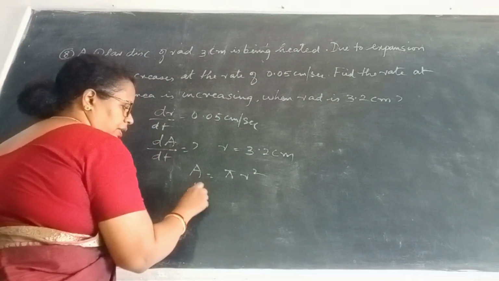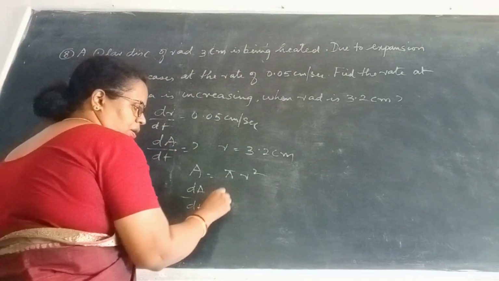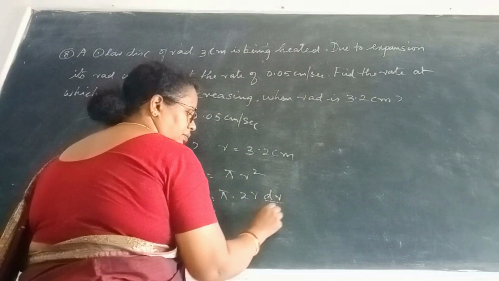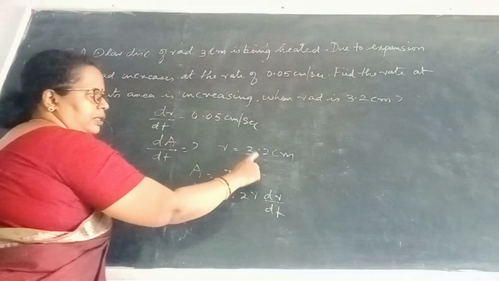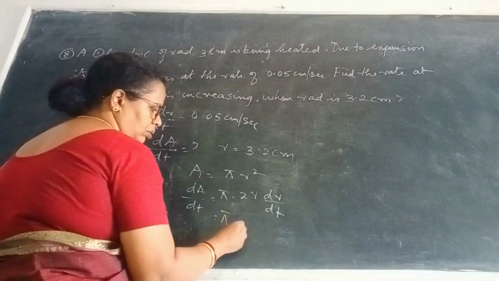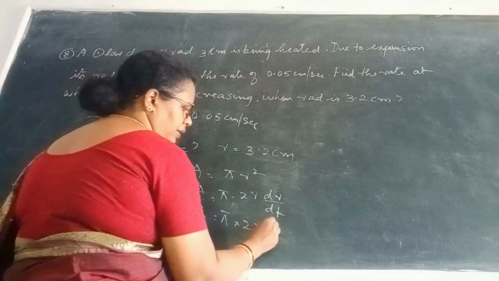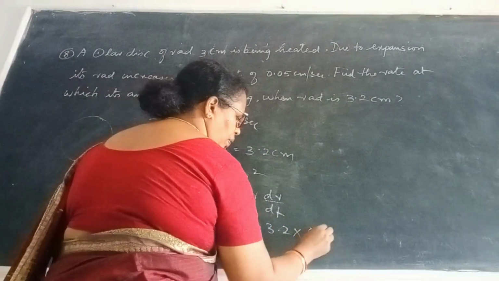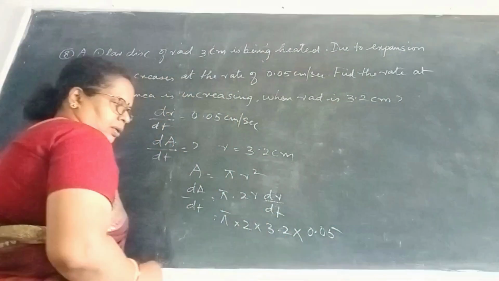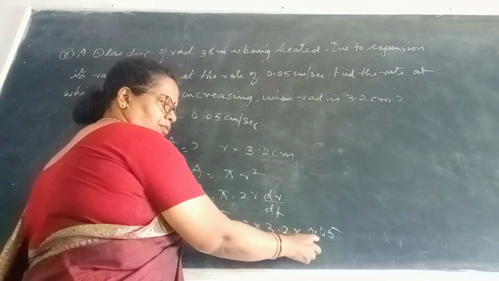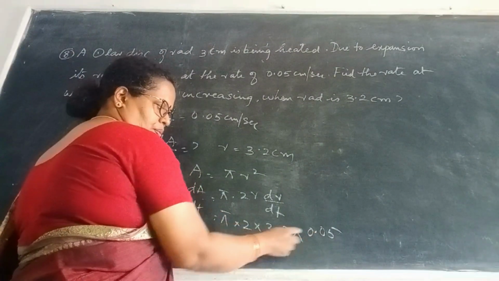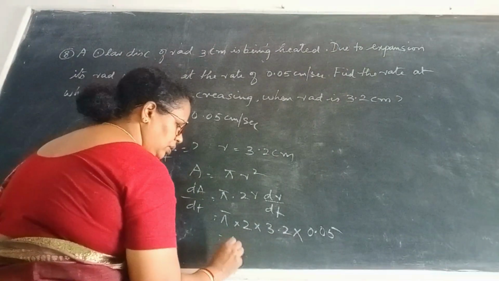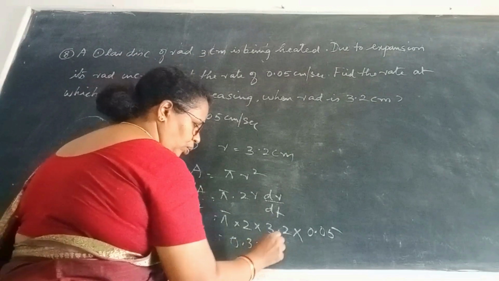So what is area? Area is pi r squared. What is dA by dt? Pi is constant, the derivative of r squared is 2r dr by dt. Substitute the value of dr by dt and r. So pi into 2 into 3.2 into dr by dt, which is 0.05. When we multiply 2 into 0.05 it is 0.1. 0.1 into 3.2, so it is 0.32 pi.